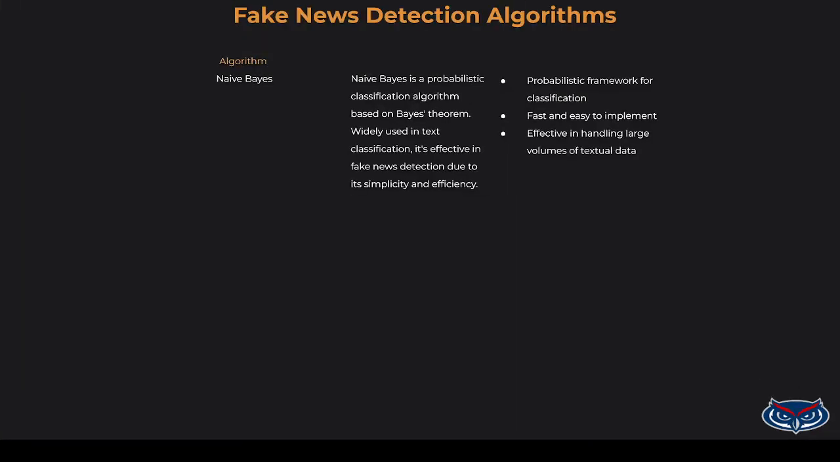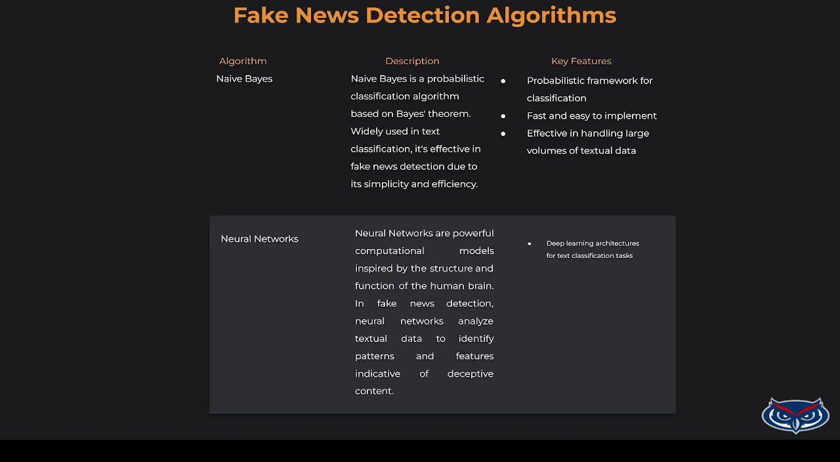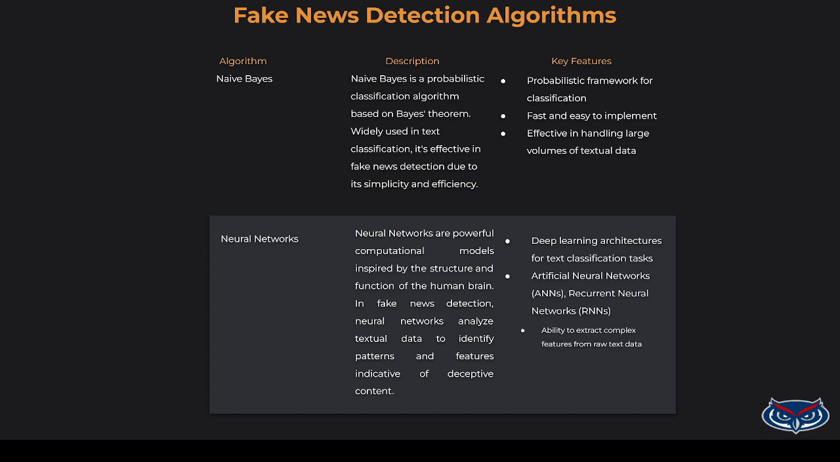There are many fake news detection algorithms, but we have implemented the following two. The first one is the naive Bayes algorithm, which is a probabilistic classification algorithm based on Bayes' theorem. It is widely used in text classification. It's effective in fake news detection due to its simplicity and efficiency. It is fast and easy to implement, and effective in handling large volumes of textual data.